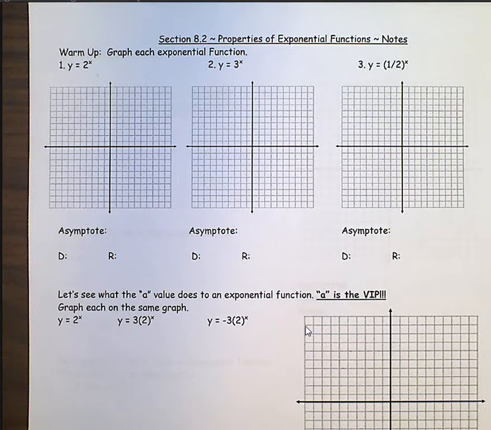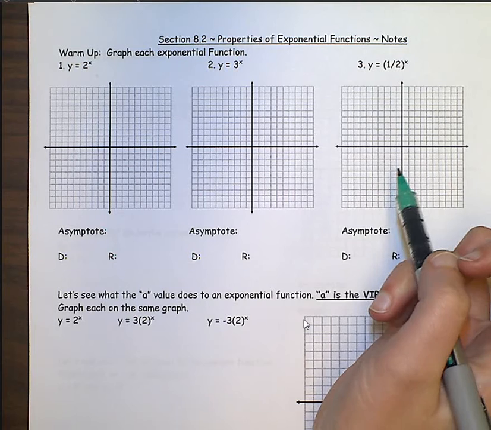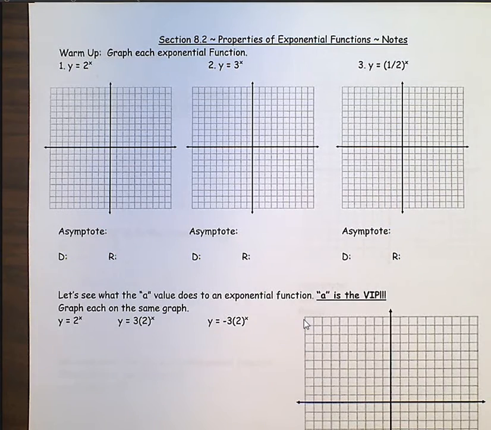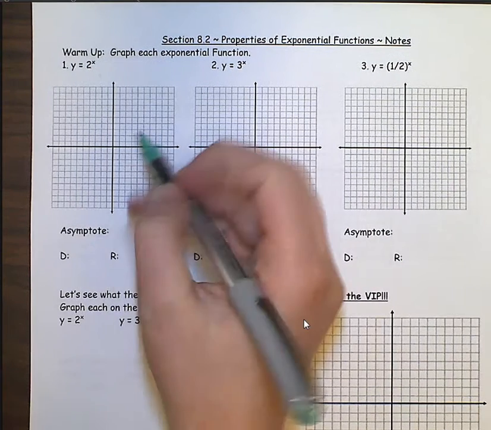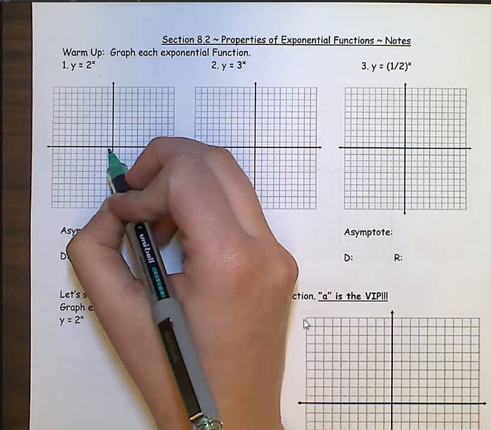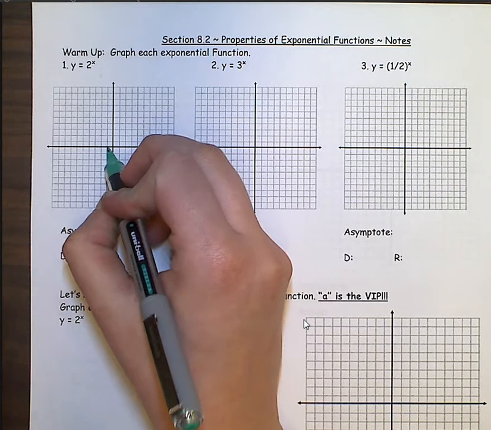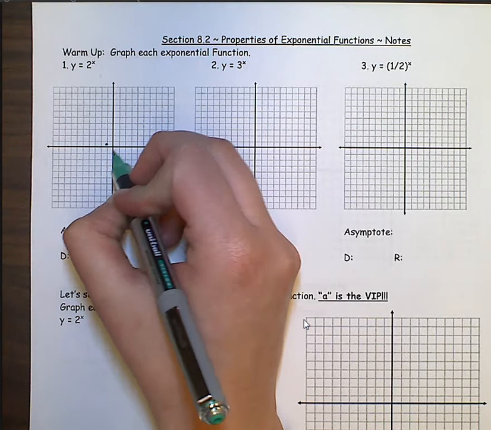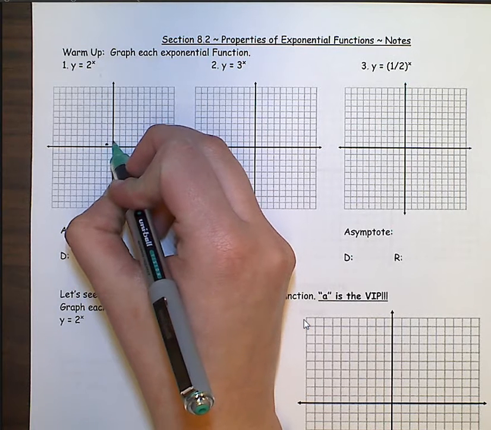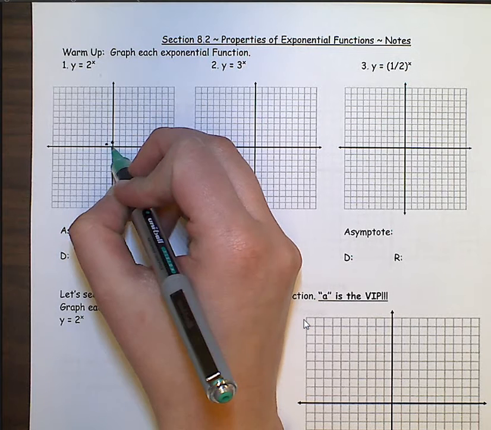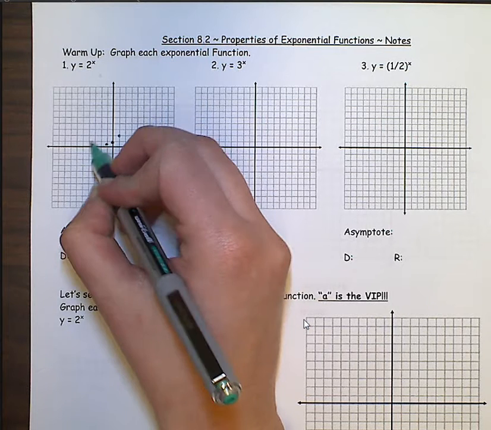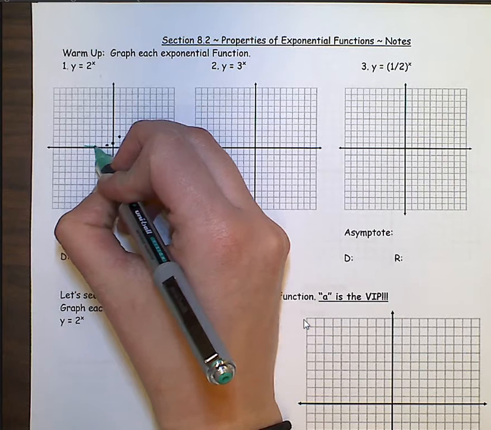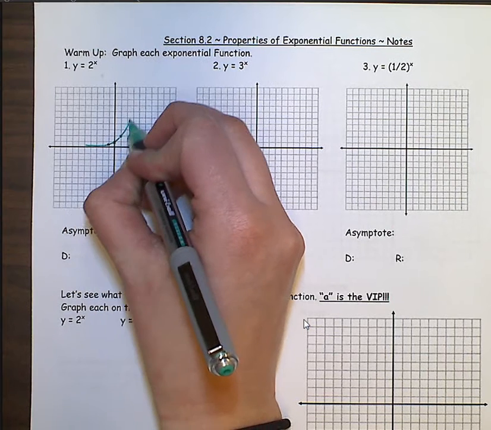So number 1, just to review, if we have 2 to the x, and I want to graph this, I'm going to go through a table in my head. If I plug in -1 for x, I get 2 to the -1, which is 1/2. If I plug in 0, I get 1. If I plug in 1, I get 2. So it's going up like this. It levels off as it goes to the left, but keeps going up to the right.